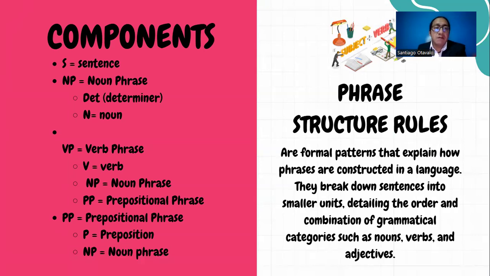In the noun phrase, we have a determiner, which is represented by the letters D, E, T, and the noun, represented by the letter N. In the verb phrase, we have the verb, which is represented by the letter V. NP means noun phrase and PP prepositional phrase. In the prepositional phrase, here we have a letter P, that means a preposition, and the NP, again, a noun phrase. Okay.